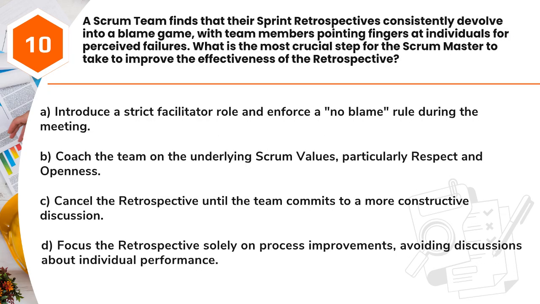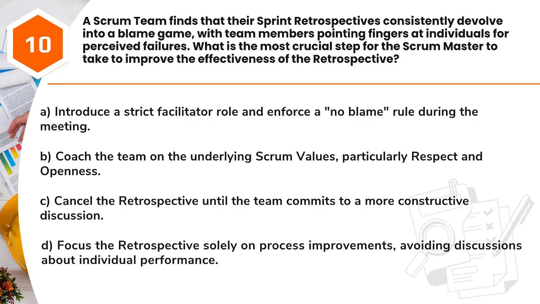Question 10. A Scrum team finds that their sprint retrospectives consistently devolve into a blame game, with team members pointing fingers at individuals for perceived failures. What is the most crucial step for the Scrum Master to take to improve the effectiveness of the retrospective?